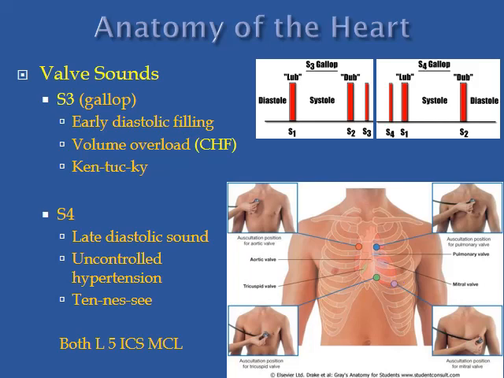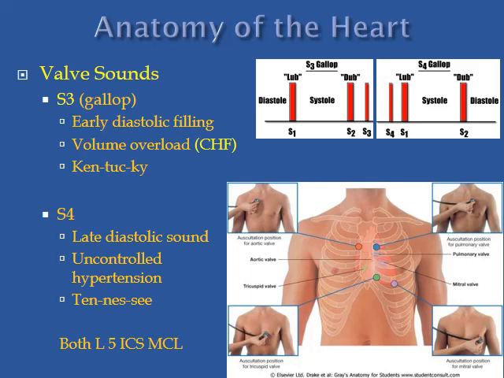The next one is S4. It's a late diastolic sound. If you look at this picture right here, it looks like an early systolic, but the books say late diastolic sound. It's due to uncontrolled hypertension and right-sided stenosis, or hardening of the arteries.